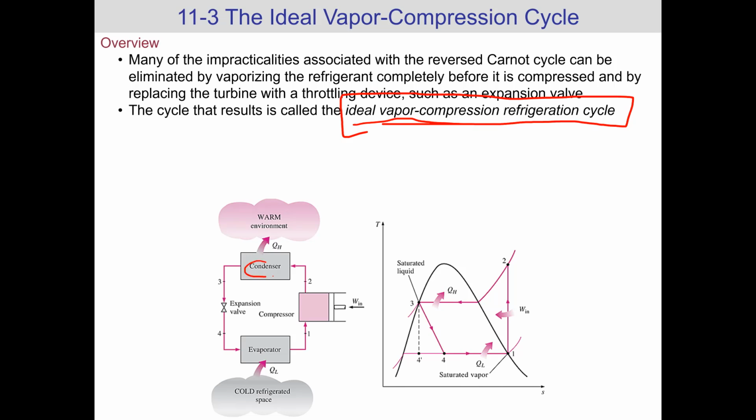So we have here what used to be the turbine is now replaced with a compressor. What used to be the boiler is now replaced with a condenser. What used to be the pump is replaced with an expansion valve. And what used to be the condenser is replaced with an evaporator.